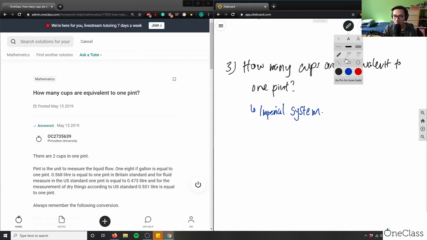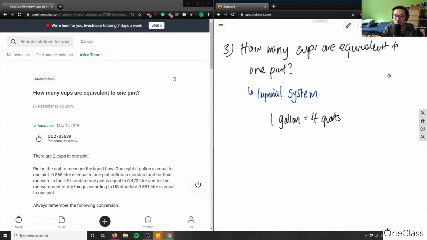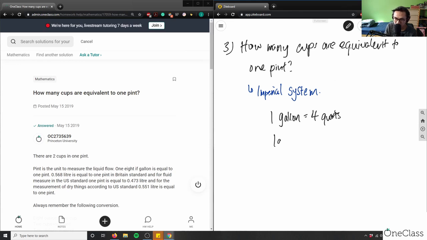If you remember our imperial system, our biggest unit here would be 1 gallon. 1 gallon equals 4 quarts. And how much is 1 quart equivalent to? 1 quart is equivalent to 2 pints, and then 1 pint equals 2 cups.